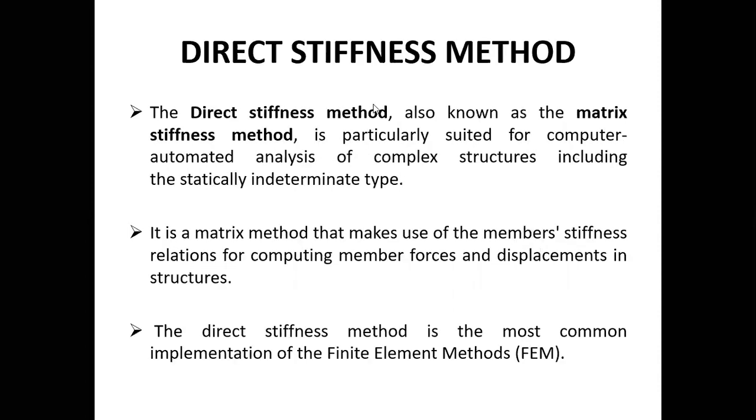Now, the other one is the direct stiffness method. What is the direct stiffness method? The direct stiffness method is also known as the matrix stiffness method. We will discuss this method in the upcoming modules, in a very descriptive manner. It is particularly suited for computer-automated analysis of complex structures, including the statically indeterminate type. This is a very common method used nowadays.